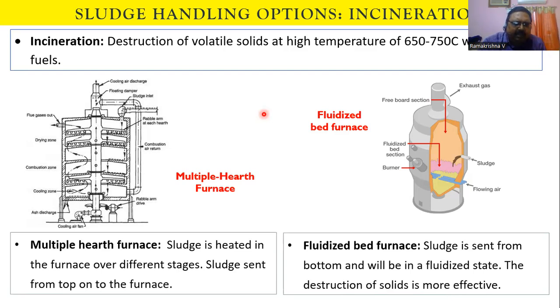One is the multiple hearth furnace. What you are seeing is a number of steps, a number of stages or platforms. These are called multiple hearth. So when the sludge is fed here, it falls from the top to the next level, next level, next level, so that the residence time is increased.